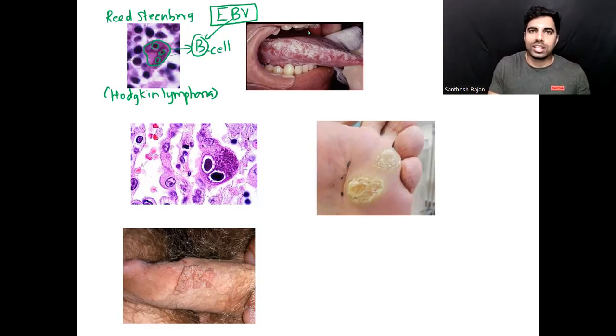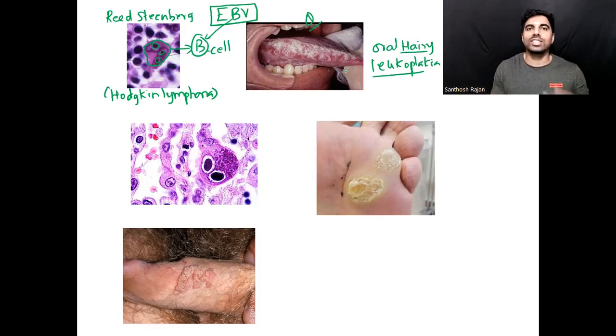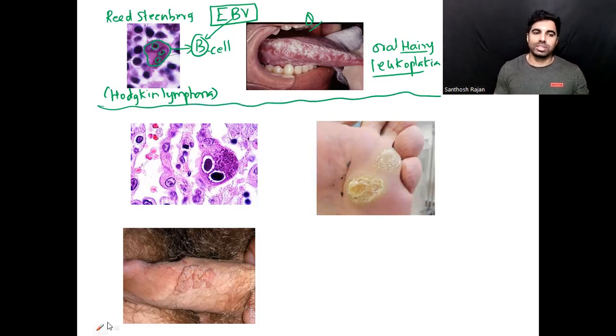And what is this? This was asked in your previous FMG exam. This is oral hairy leukoplakia. This question can be asked. It is also caused by Epstein-Barr virus. If you remember Paul Walker, he's a very hairy, sexy man. Hairy. So he kisses the girl and he gets a kissing disease, otherwise called infectious mononucleosis. So these are the things for EBV. In EBV, these are the two pictures expected. Got it. So I'm going to the next one now.